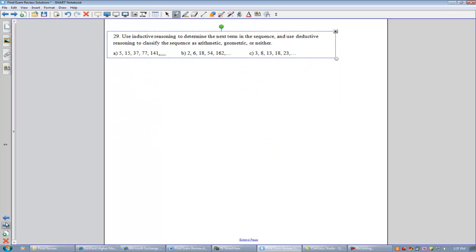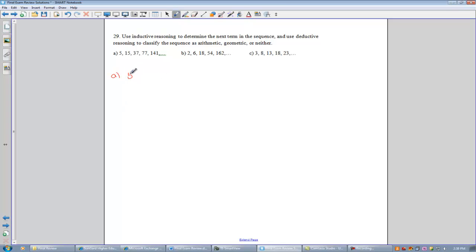On number 29, it says use inductive reasoning to determine the next term in the sequence, and use deductive reasoning to classify the sequence as arithmetic, geometric, or neither. All right, so in this one, let's start with part A. I have 5, 15, 37, 77, and 141. Well, if I notice, I'm adding 10 here, but I'm certainly not adding 10 to get to 37 here, so it can't be adding, so it's not arithmetic. And then I'm multiplying by 3 to get here, but certainly if I multiply this by 3, I get 45, so it's not geometric. It must be the one that is neither.